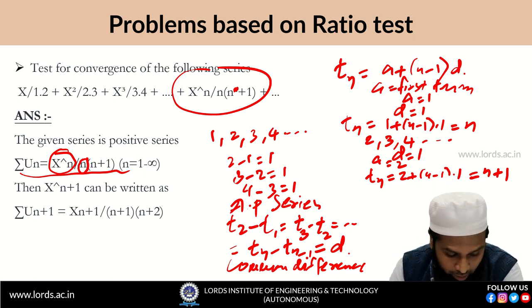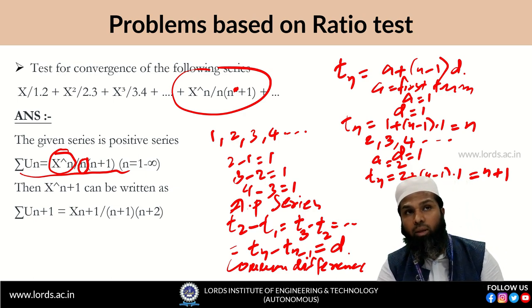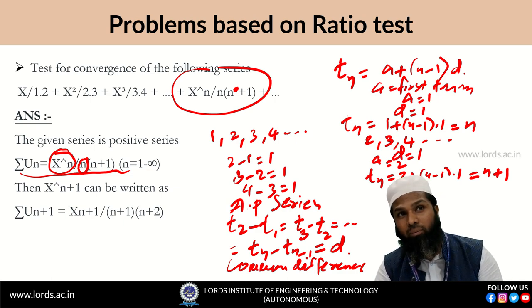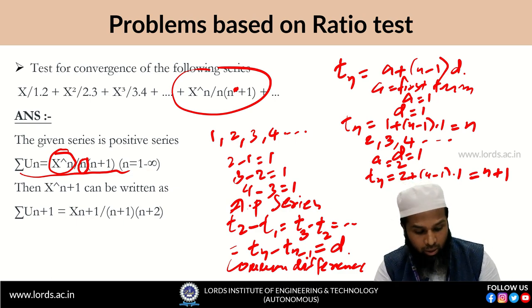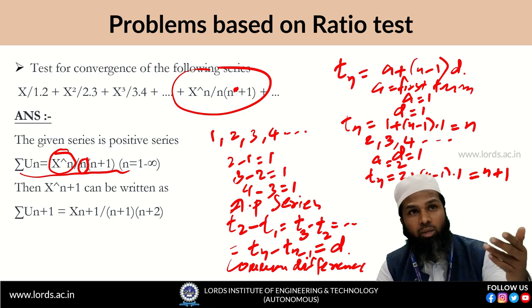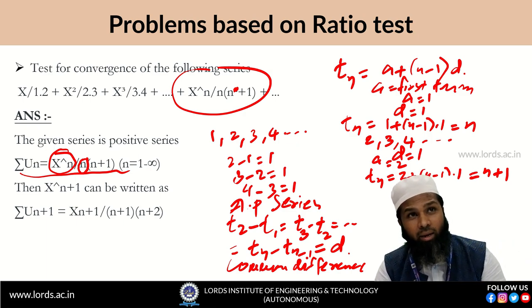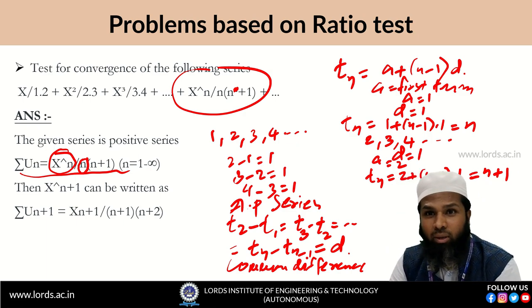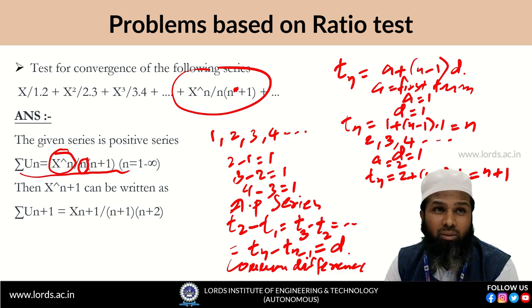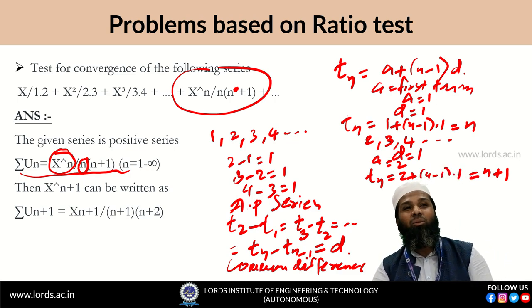And one more thing you have to understand: how to verify that the nth term written by you is correct. You have to substitute n equal to 1, 2, 3 and so on in the nth term, and in turn you should get the series. If you are not getting the series, then there is some error in your nth term. So you can verify like this.